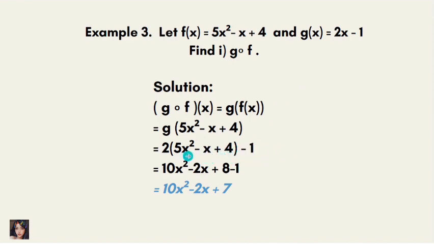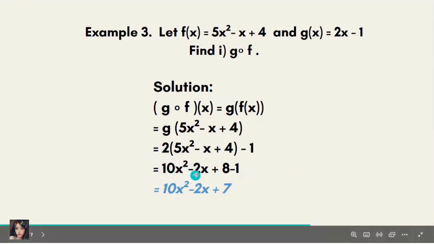And now we will distribute the 2. So 2 times 5x squared is equal to 10x squared. 2 times negative x is equal to negative 2x. And 2 times 4 is equal to 8. Then copy the negative 1. So we will add the like terms. 10x squared copy, and then minus 2x copy, and then 8 minus 1 is 7. So we now have 10x squared minus 2x plus 7. So the value of g composed of f of x is 10x squared minus 2x plus 7.